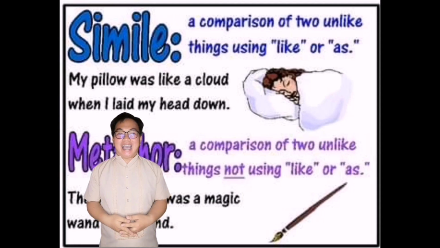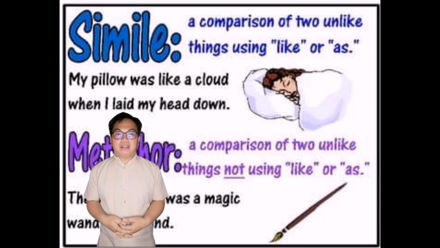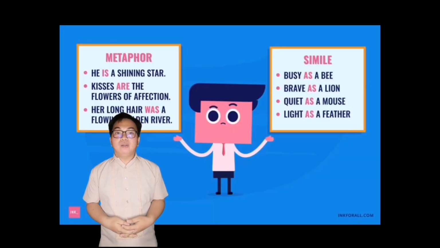We already discussed last quarter the difference between simile and metaphor. You already know that simile and metaphor are under the figures of speech. Now class, with simile and metaphor, we are using these figures of speech to compare two unlike things. The only keyword you can get from the simile is the word as or like. And in metaphor, we don't have as or like, but still, we are comparing two things.